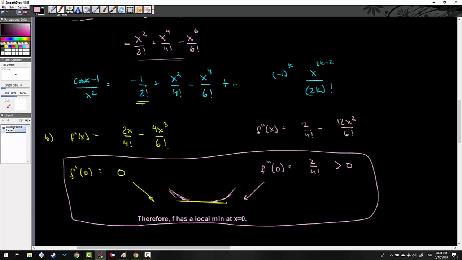Again, my first derivative is 0, my second derivative is positive, and they don't really even need this drawing here. I think you could just conclude with the words. I think that would be good enough. Okay, let's go and read part C.